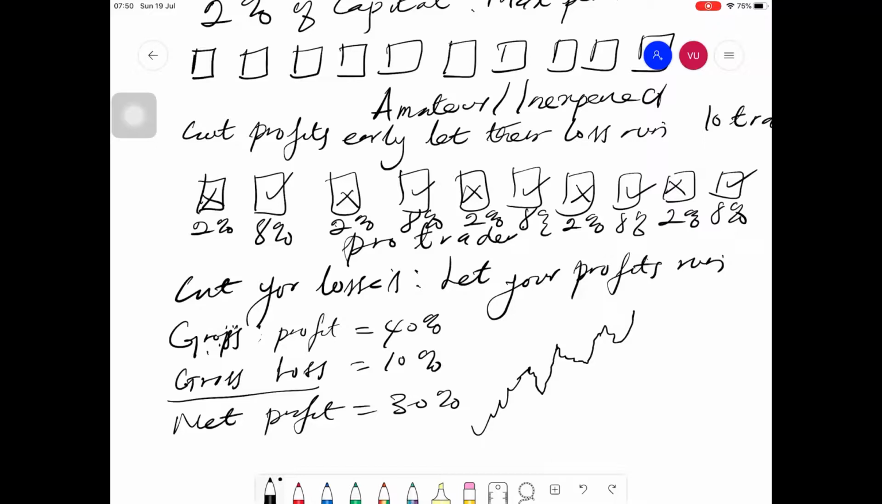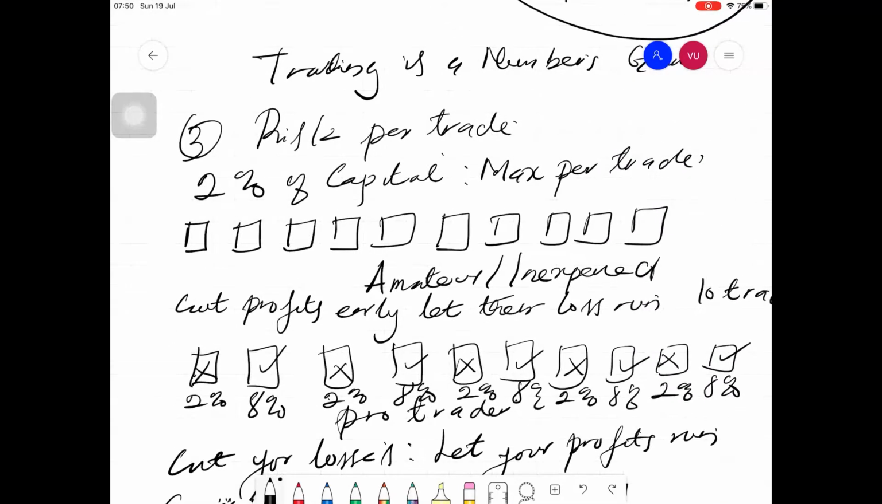Now let's look at how the amateur trader handles his trading, because he will cut his profits early. Maybe he will take 1% profit, five times. Then he makes losses, five times. So let's look at the wins. He cuts his profits early, 1%, 1%, 1%. Sometimes they take a ridiculous 5 pips. You're risking 100 pips and you take only 5 pips, so 0.5%.